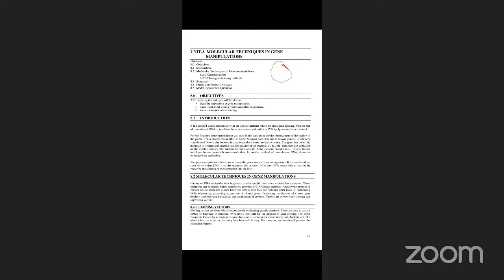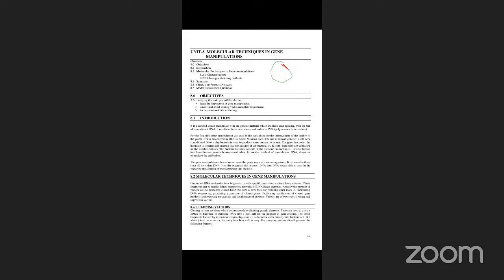So once it is expressed, it will be sent to the fermenters, where in the downstream process this protein will be filtered, purified, and then released into the market. Because directly the protein cannot be released, there will be some impurities. Within the cell, along with the protein, you will also have DNA, RNA, other enzymes, then cell debris, all this. So it has to be purified before marketing. This is the overall thing in gene cloning or gene manipulation.